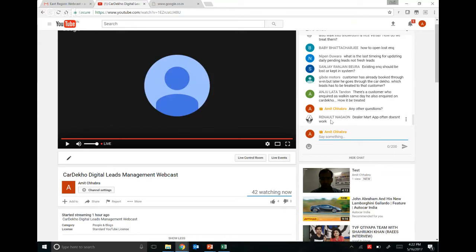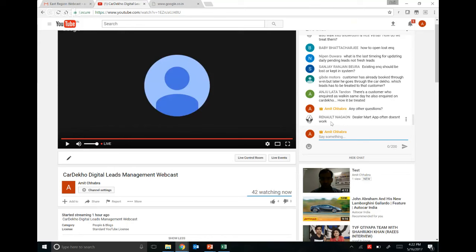Question from Renault Nagaon: the Dealer Mart app does not work. This is an important clarification. The Dealer Mart app is not really built for Renault right now. It's an application which we have built as CarDekho, but it is not built for Renault right now.